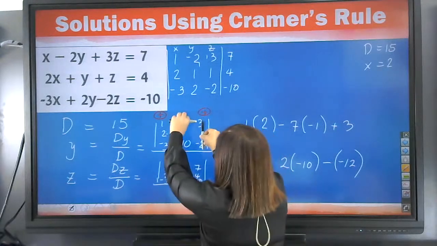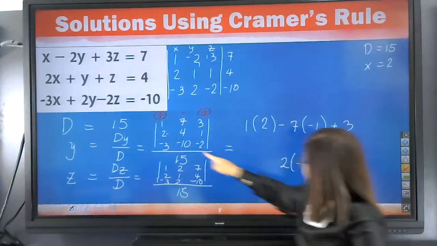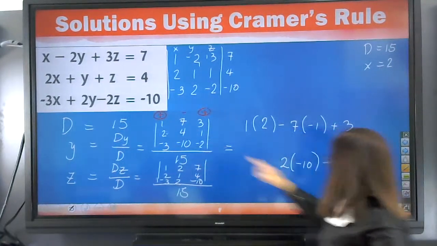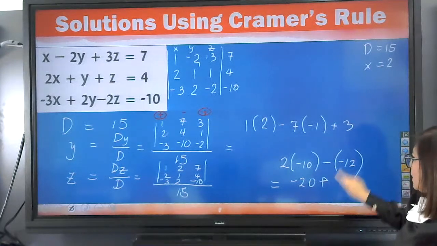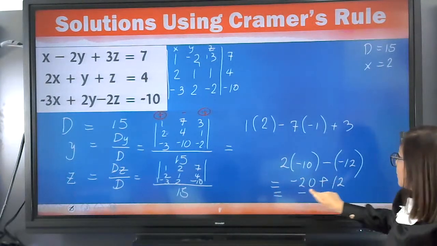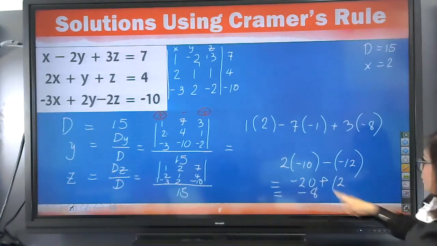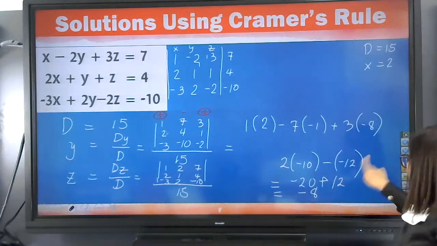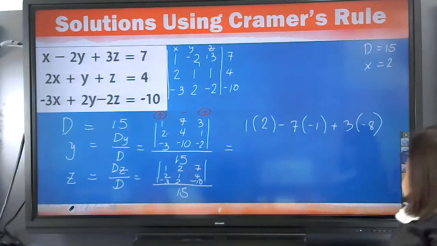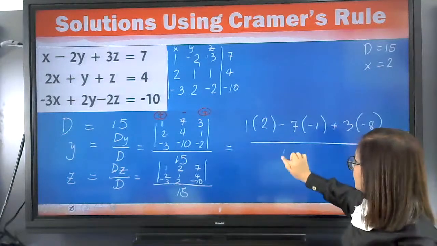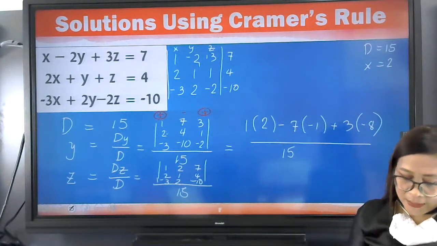So you multiply 2 and negative 10, and then negative 3 and 4, which is negative 12 minus. So negative 20 plus 12. The answer is negative 8. Let's see if we have it. Negative 8, correct? Okay, and divide this by the determinant, which is 15.